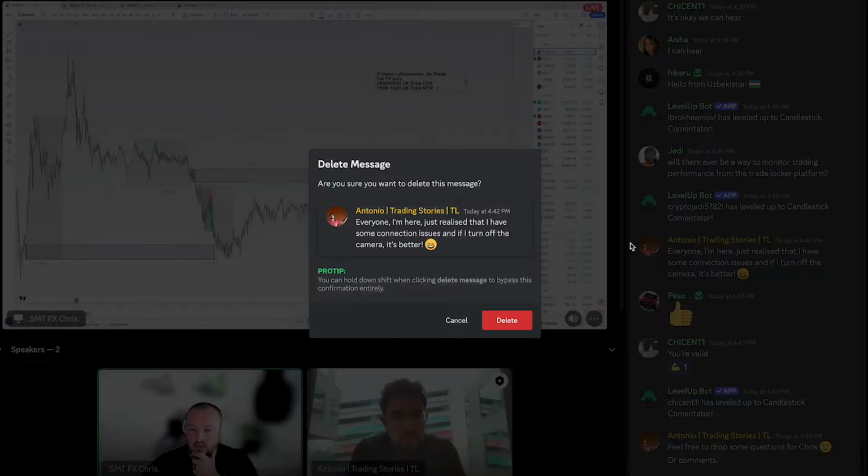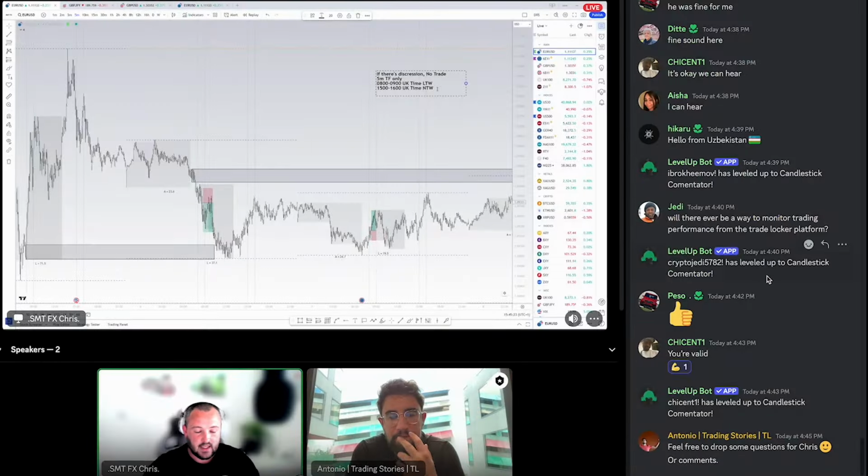So what we will be doing as well is entries will be on the fair value gaps, entries on FVGs, and we will be looking for either a draw on liquidity or a sweep of liquidity. So sweep or draw liquidity. So there's a very basic overview of the rules that we will have in place.